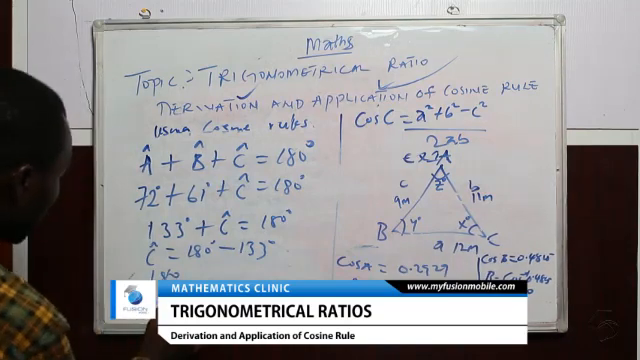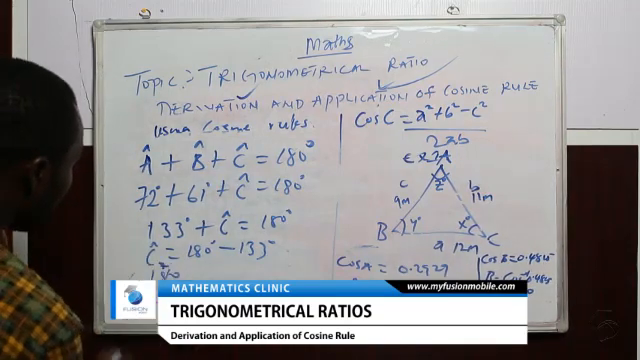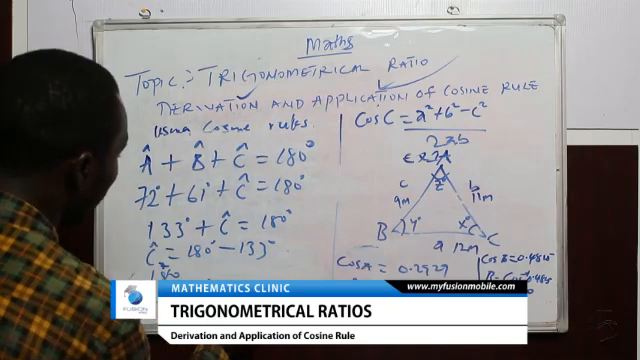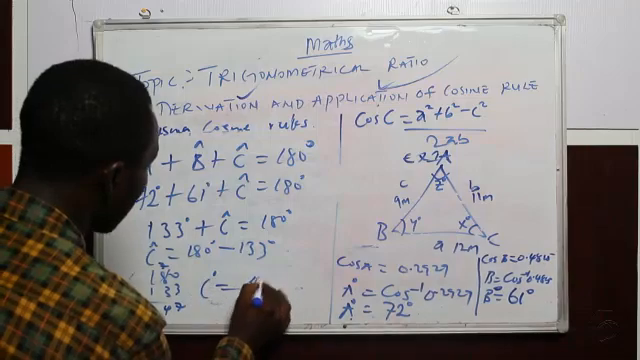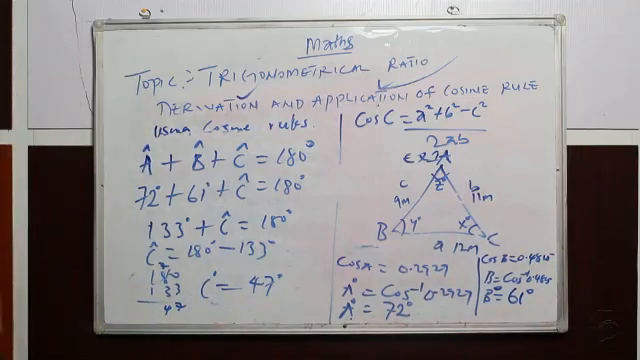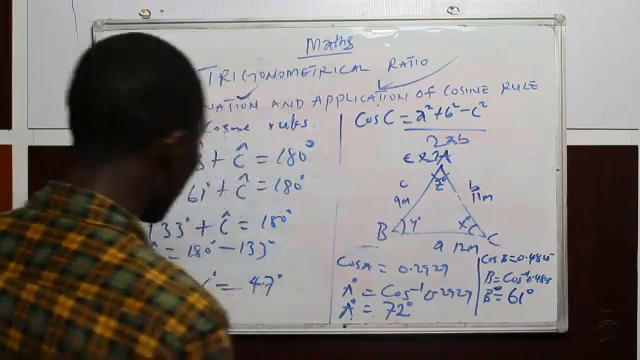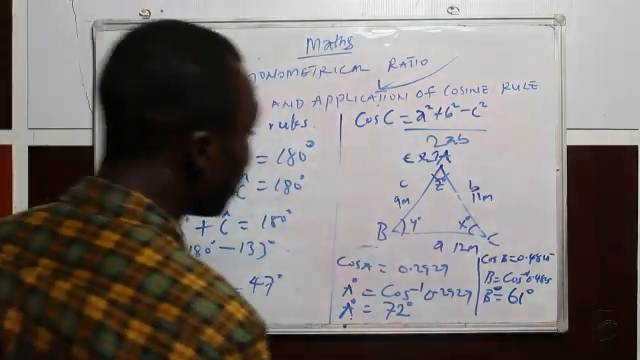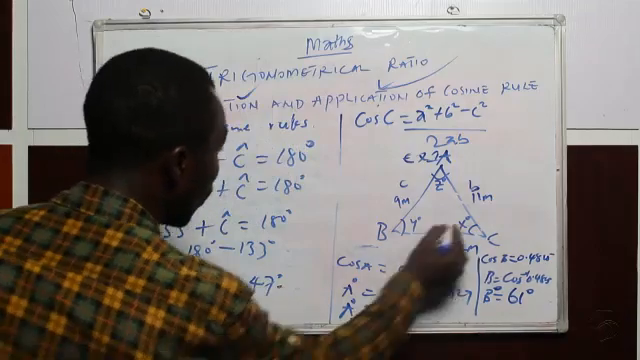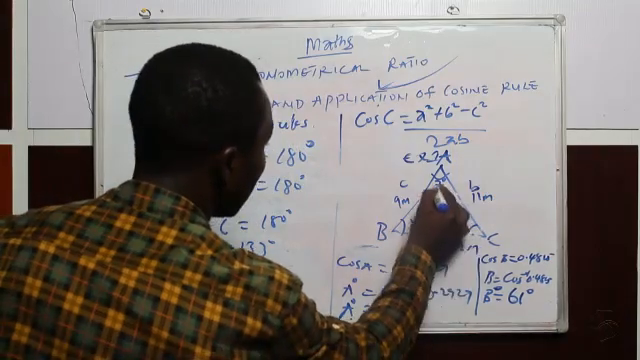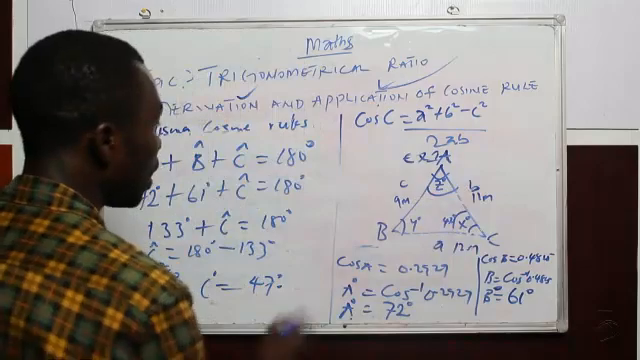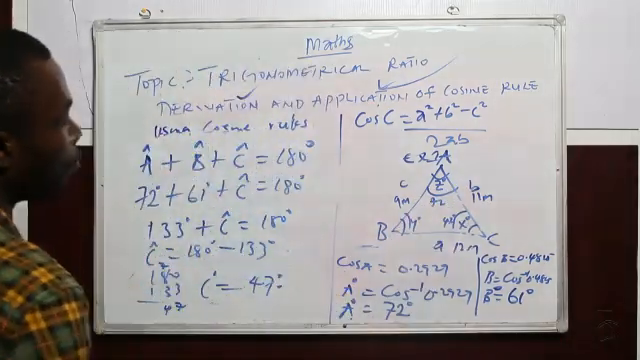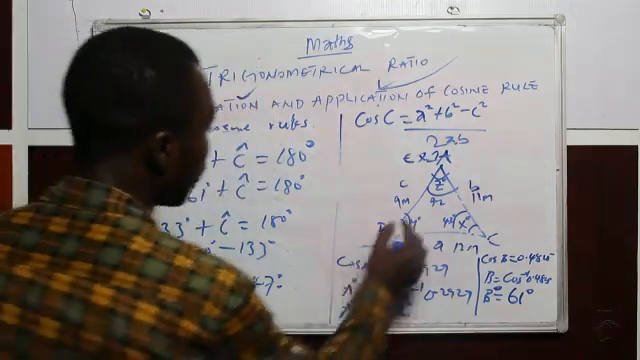Check your calculator. C is going to be 47 degrees. Our C is 47 degrees. Therefore, the angle of C is 47 degrees, the angle of A is 72 degrees, and the angle of B is 61 degrees.